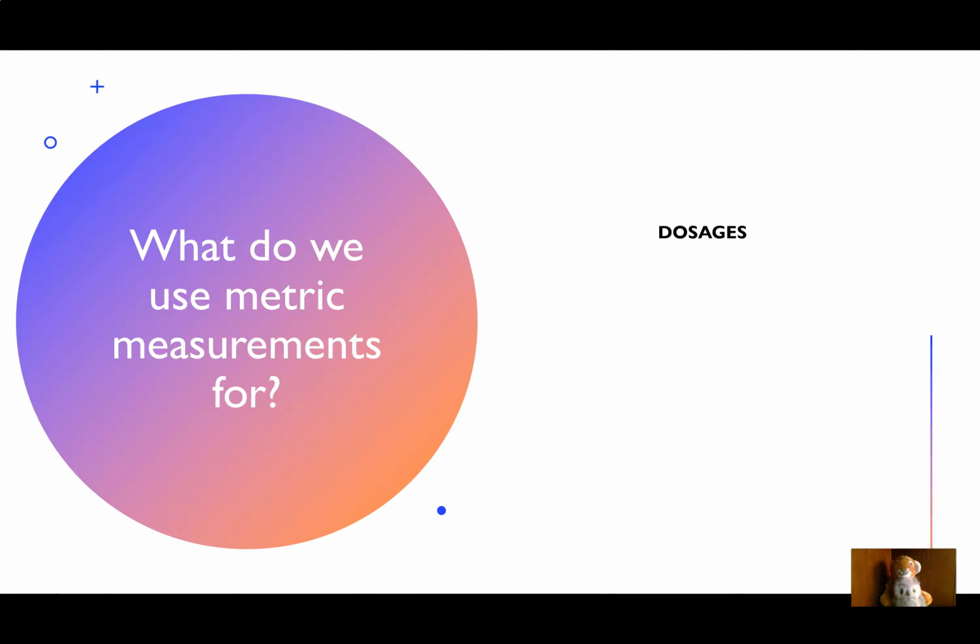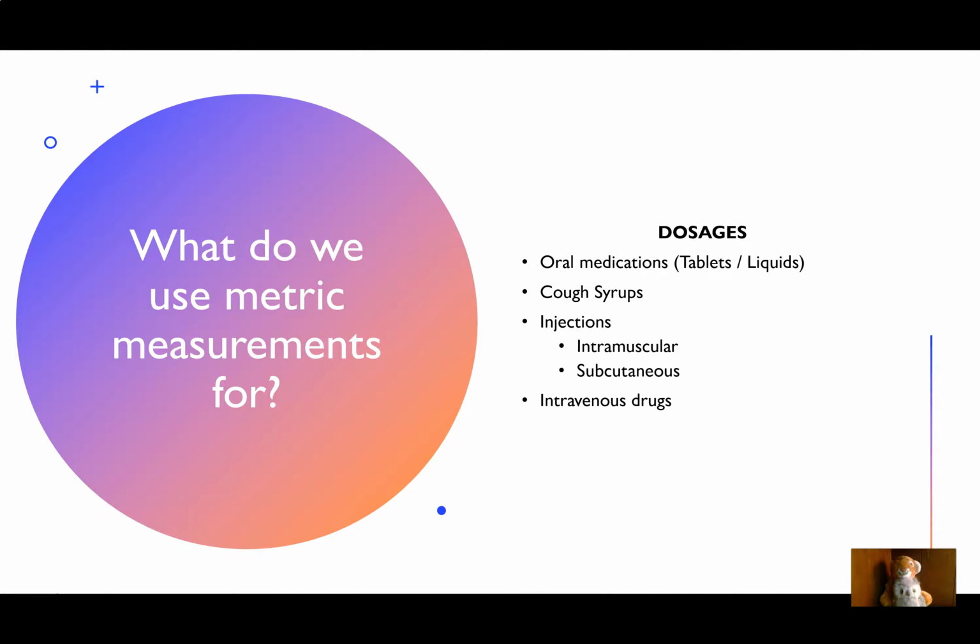So first of all, what different types of medications are there? Well, there are oral medications, which are typically in the form of some sort of tablet or a liquid. We have cough syrups. Now, cough syrups are liquids, so they would be measured in the same way as any other liquid medication in most cases. Then you have injections. These are your shots, and these could be intramuscular or subcutaneous. And finally, you have your intravenous drugs. So intravenous drugs are typically drugs that need to be given over a certain time period, and they're usually given in a hospital setting.